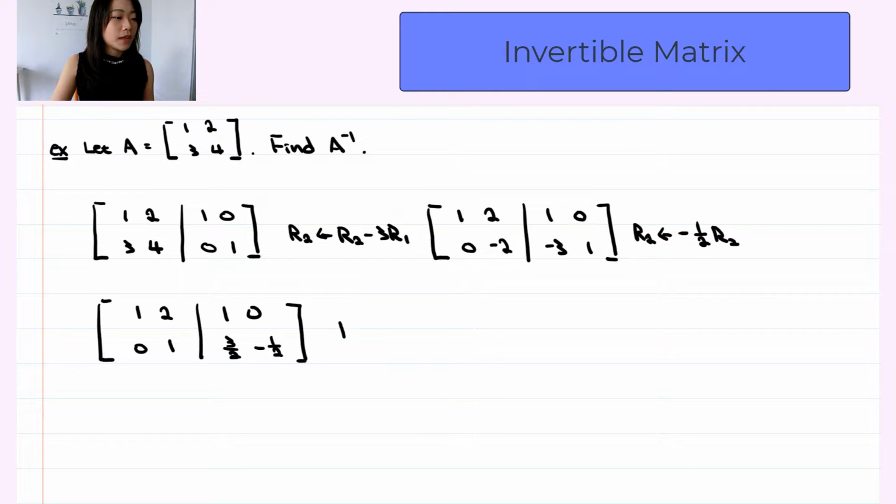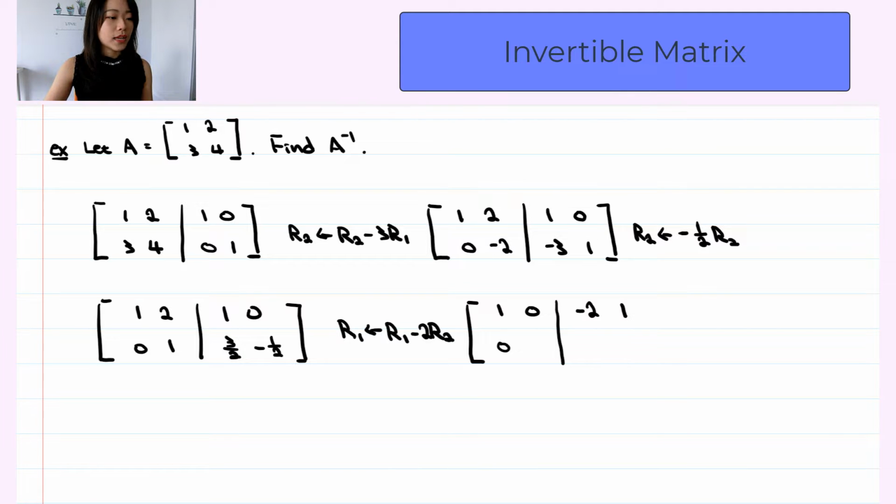In the last step, I'm going to replace row 1 by row 1 minus 2 times row 2. Then I get 1, 0. 1 minus 3, that is negative 2. And 0 plus 1, that is 1. And the second row remains the same. 0, 1, 3 over 2, and negative half. So now on the left, I get to the identity matrix, which means the matrix on the right is the inverse of A.